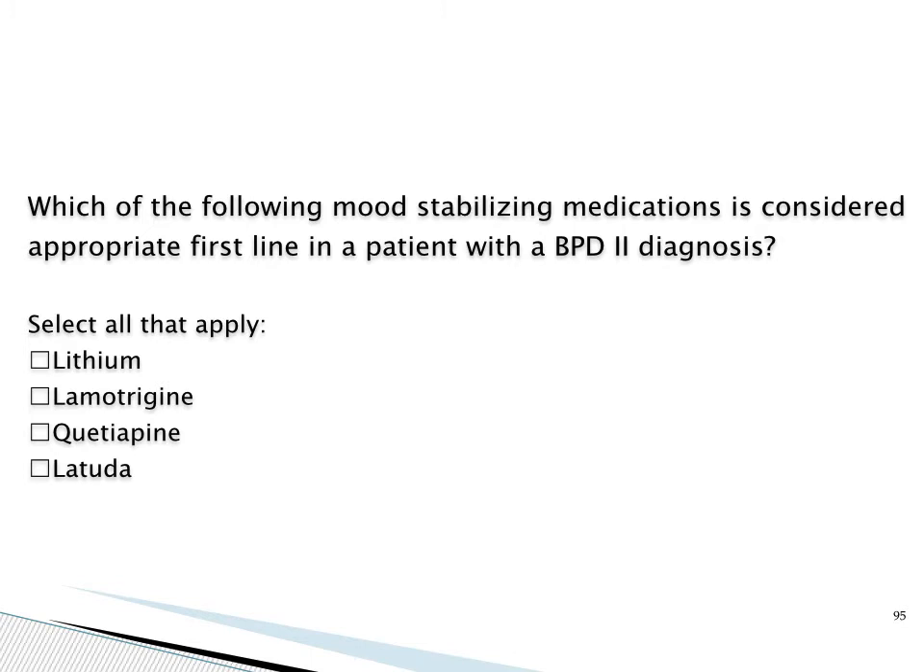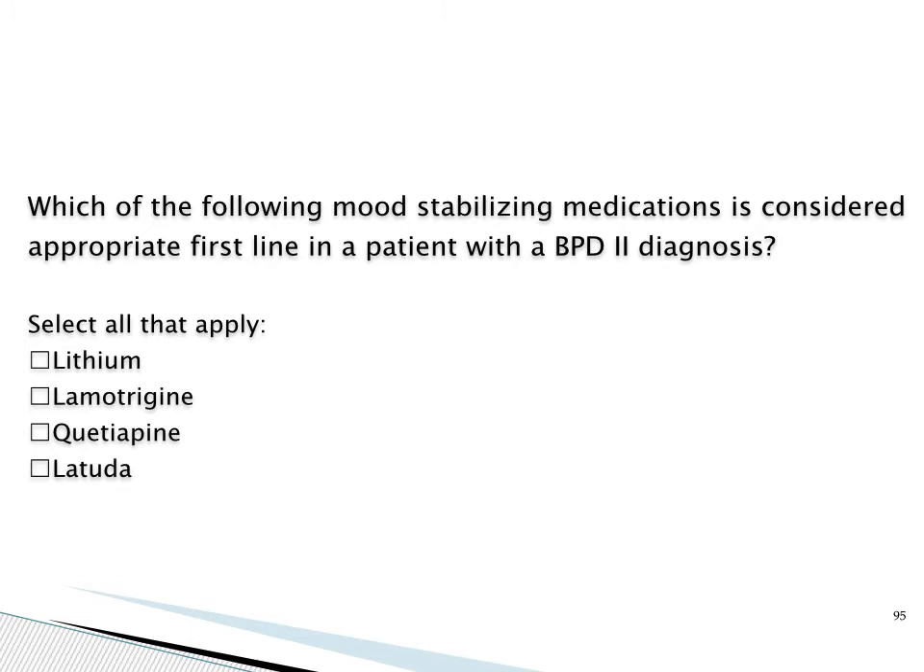Okay? Which of the following mood stabilizing medications is considered appropriate first line in a patient with bipolar 2? Select all that apply. So what do you guys think? Is lithium? Mm-hmm. Yes. Lamotrigine? Mm-hmm. Yes. Quetiapine? Mm-hmm. Yes. And Latuda? Mm-hmm. Yes, but if you're thinking first line, your 2 L's, right? Lamotrigine, Lamictal. That's your first line when we're thinking of those that have the best efficacy. So yes, they can all treat bipolar 2, but lithium, lamotrigine.